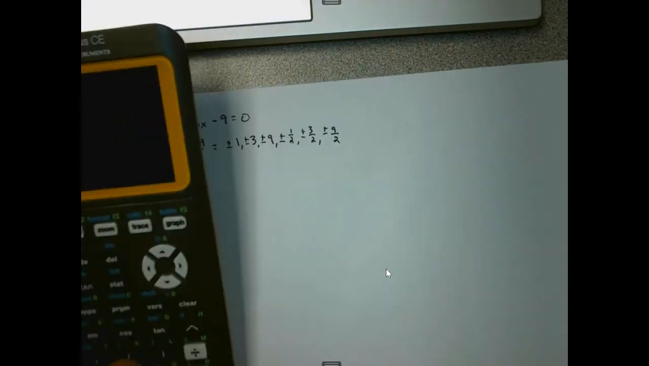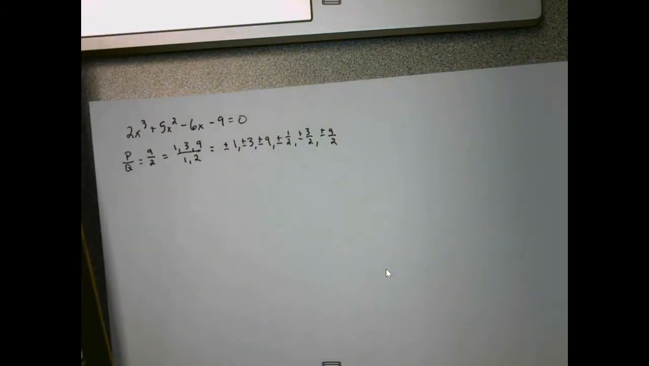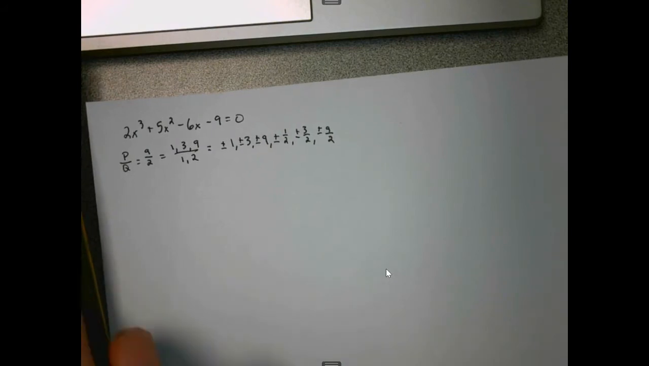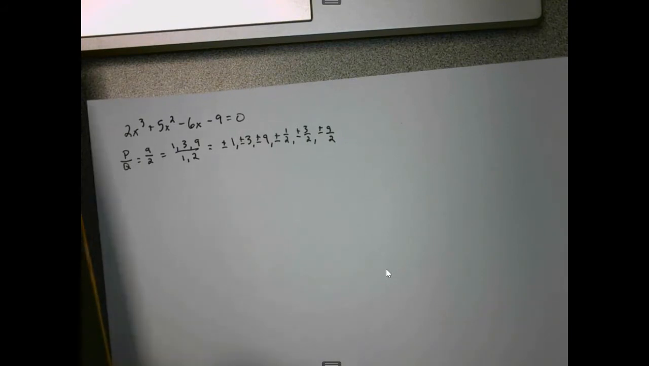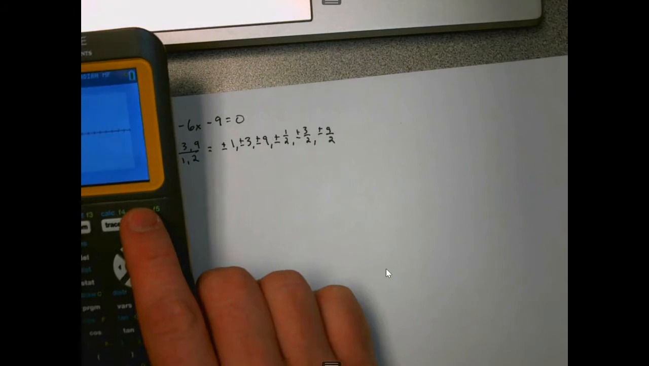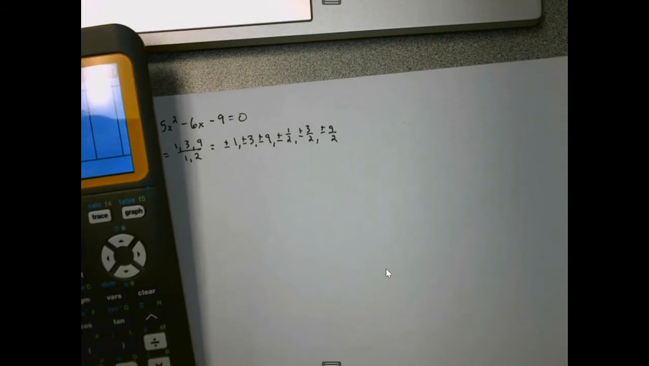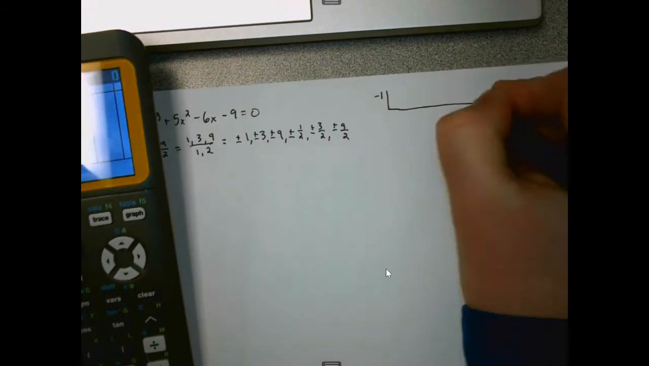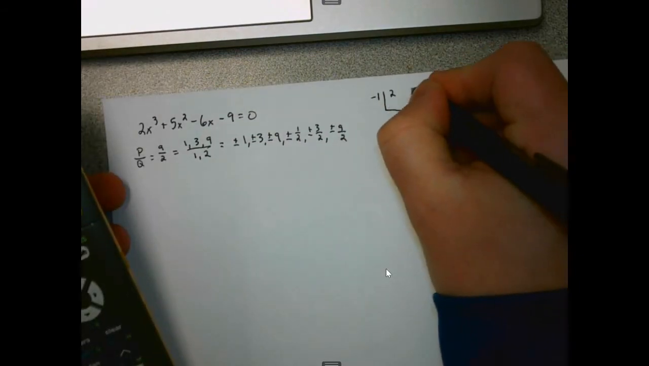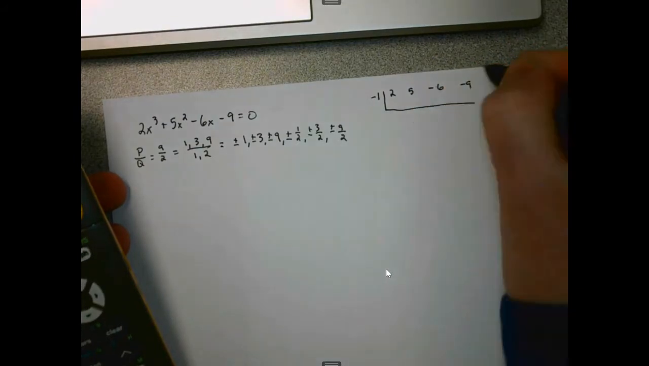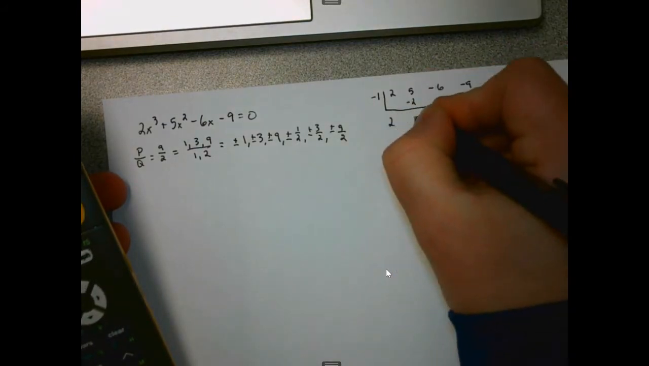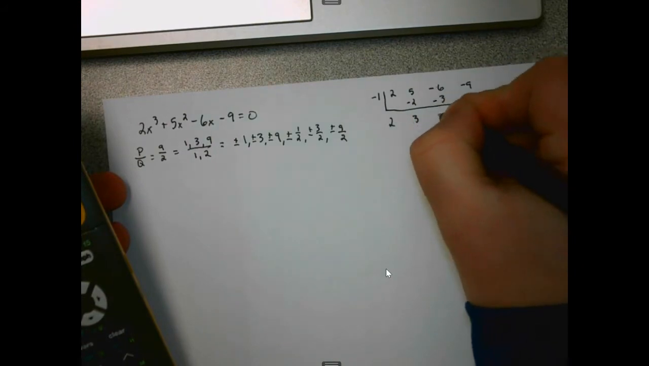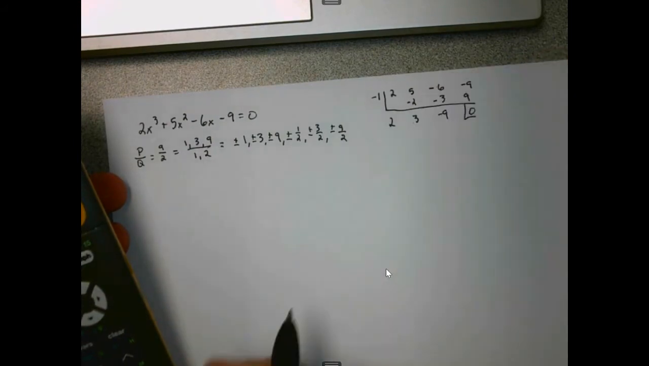Again, to speed this up, we can look at the table. So 2x to the third plus 5x squared minus 6x minus 9, and we'll plug these numbers in. So look at the table. Plug these numbers in. So I have 1, minus 1. Oh, minus 1 gave me a 0. So I'm going to synthetically divide with that. So 2, 5, negative 6, negative 9. So that's 2, negative 2, 3, negative 3, negative 9, 9, 0.